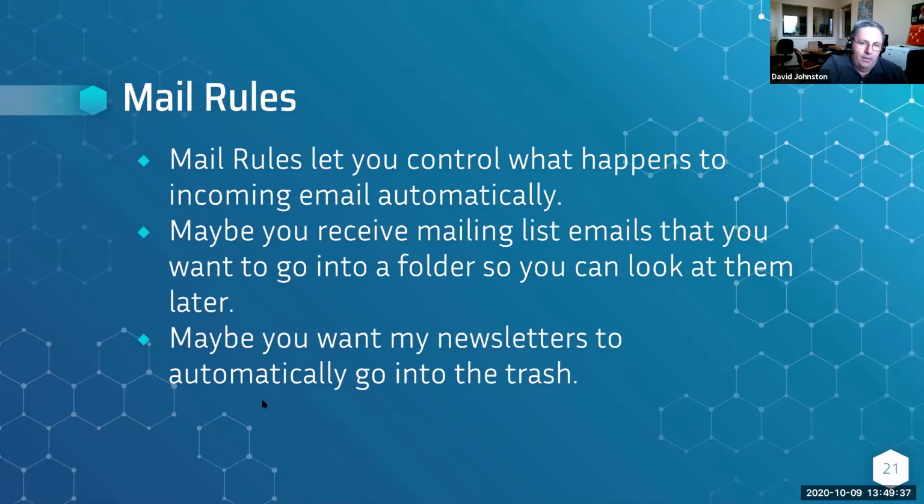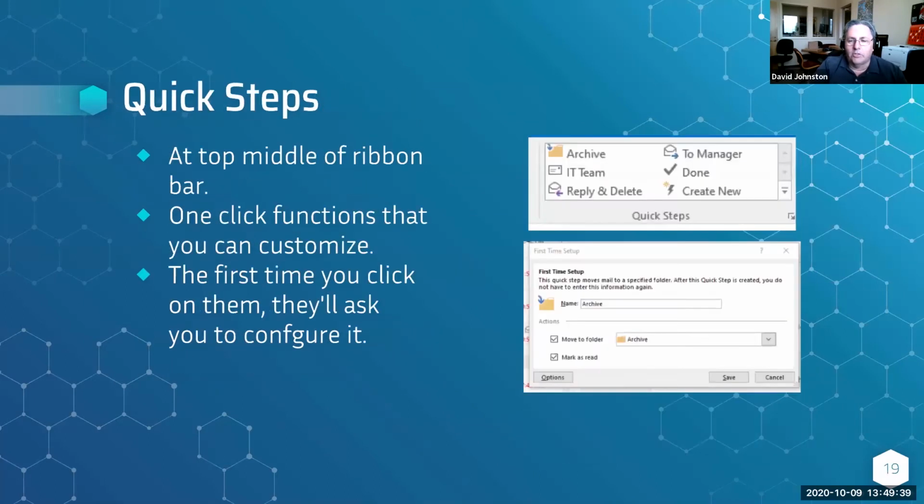I'll go back and show that original picture. So like there's an archive button there. I have my department, I have the IT team there. So if I want to open a message to my team, I can just click on that IT team. It opens up a message and preloads all their email addresses there. The to manager option is one that's a default.